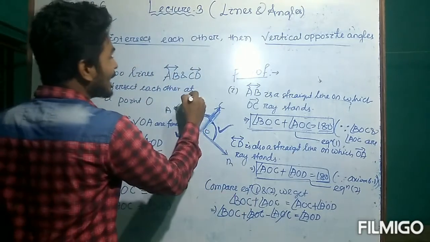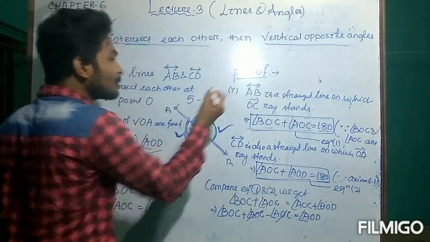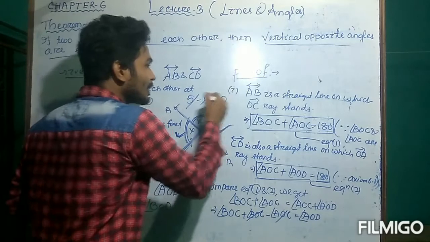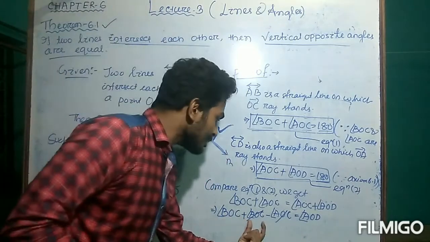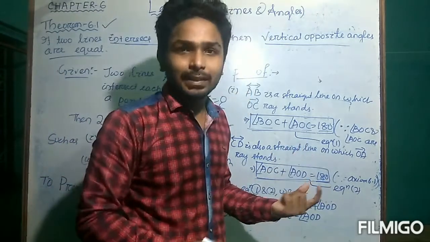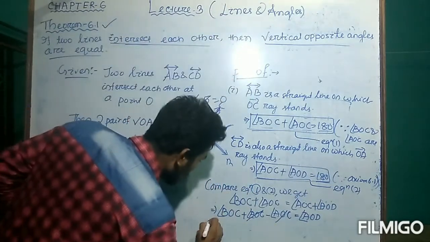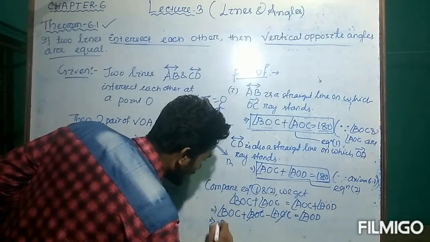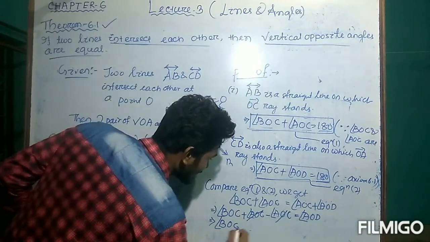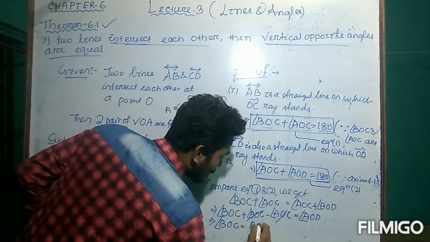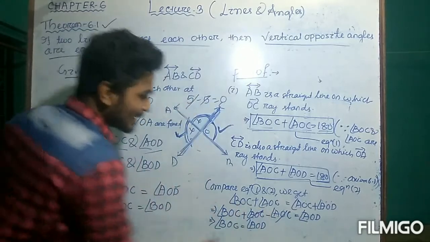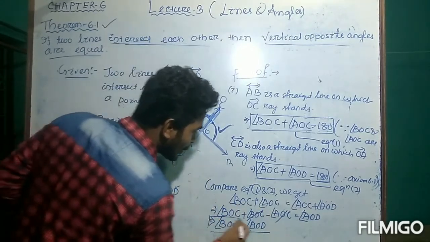Why? Because when 5 is subtracted from 5, then what we get? We get 0. That means same thing is subtracted from the same thing, then you will get 0. So finally what you get: BOC is equal to AOD. Okay, so we get BOC is equal to AOD.